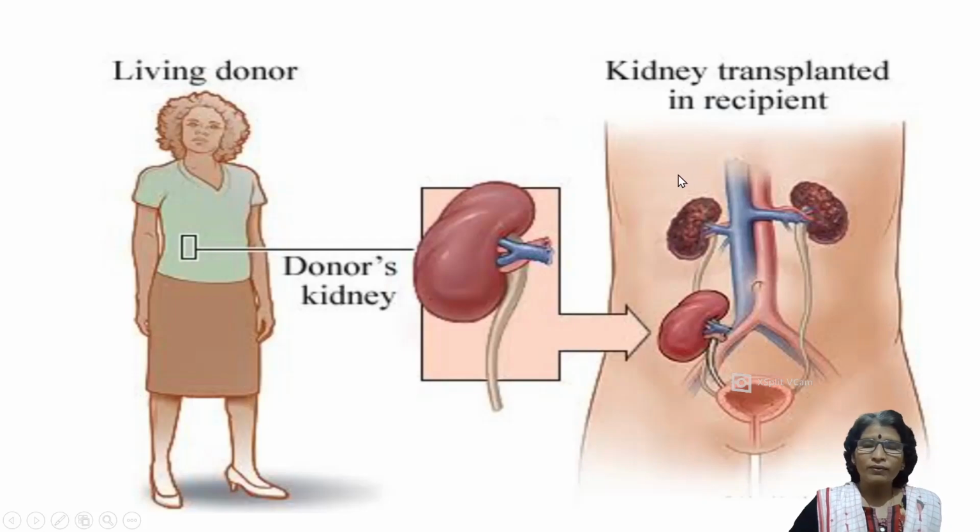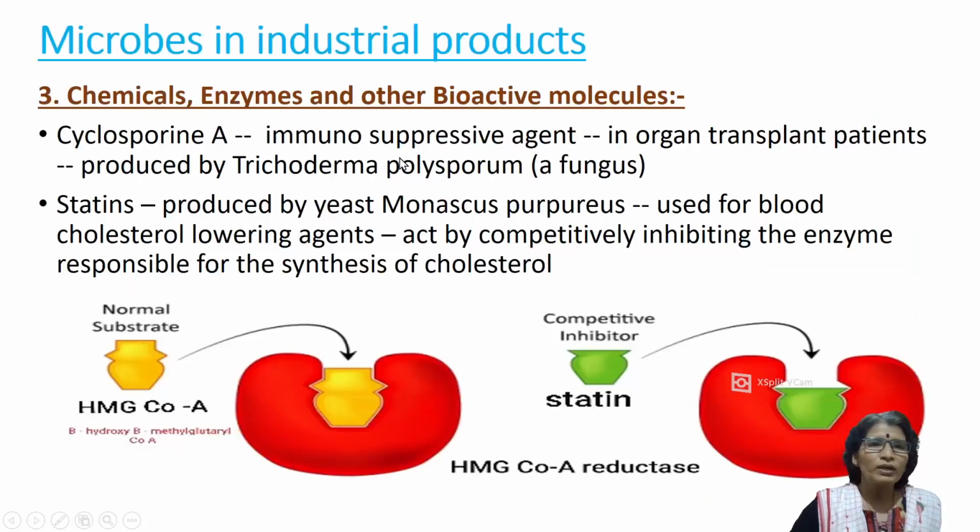So here also, in the case of this patient, we transplanted a kidney. His immune system recognizes the transplanted kidney as a foreign body. So his body won't accept this transplanted kidney. The body rejects this transplanted kidney. That is why temporarily we have to suppress his immune system by giving this cyclosporin A medicine, an immunosuppressive agent. So this is used in organ transplant patients. This cyclosporin A is produced by Trichoderma polysporum, a fungus.